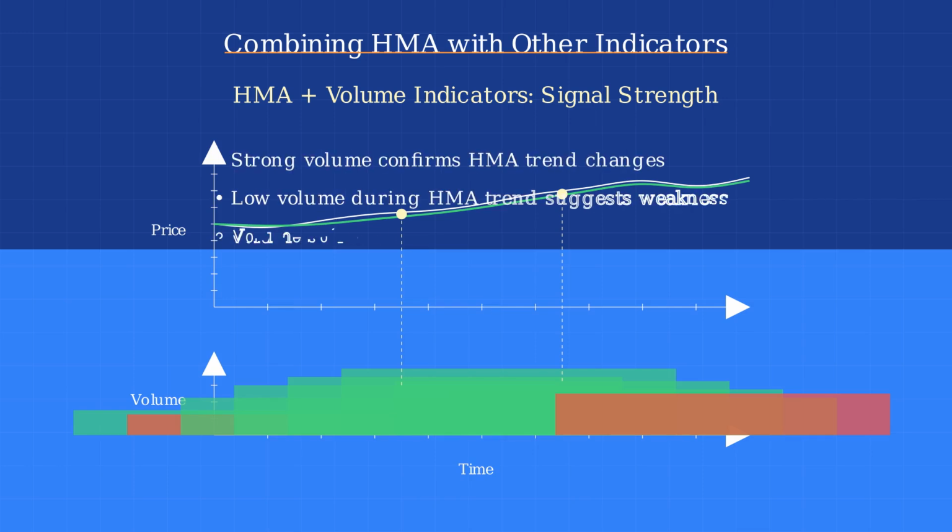Key strategies include looking for strong volume to confirm HMA trend changes, being cautious of low volume during a trend which suggests weakness, and paying special attention to volume spikes at HMA turning points, which provide the highest probability signals.